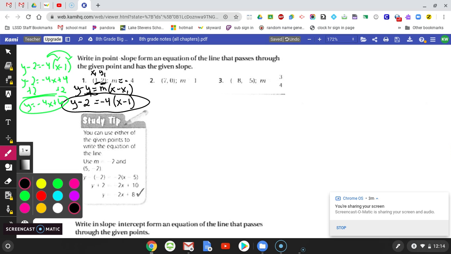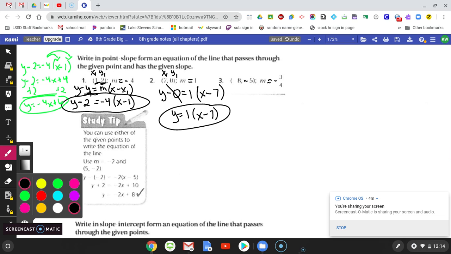Okay? All right, so for the next one, I have the point (7, 0) and I have m equals 1. To put it into point-slope form, all I have to do is substitute in. So I'm going to label this as x1 and y1. So it's y minus my y1 value, which is 0, equals m, which is 1, and then parentheses x minus my x1 value, which is 7. Now, the minus 0 doesn't have to be there, so I can just put it as y equals 1 times x minus 7. That's it. I'm done. Putting it in point-slope form is quick and fast.